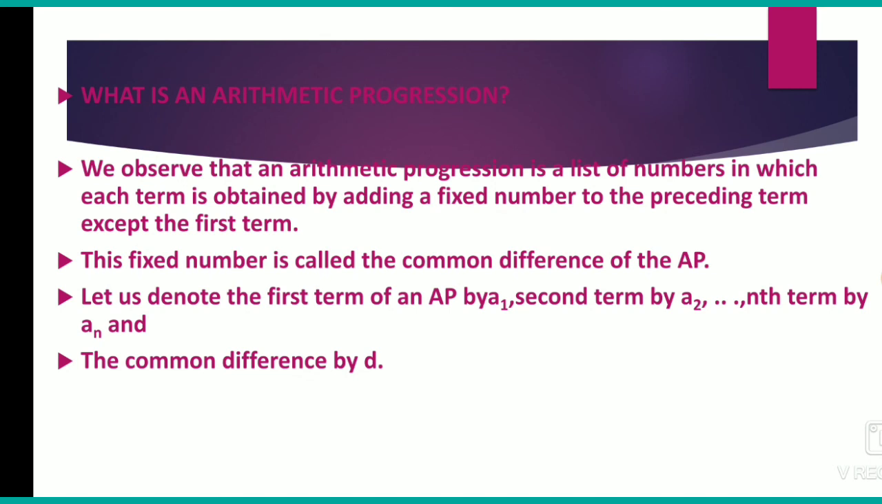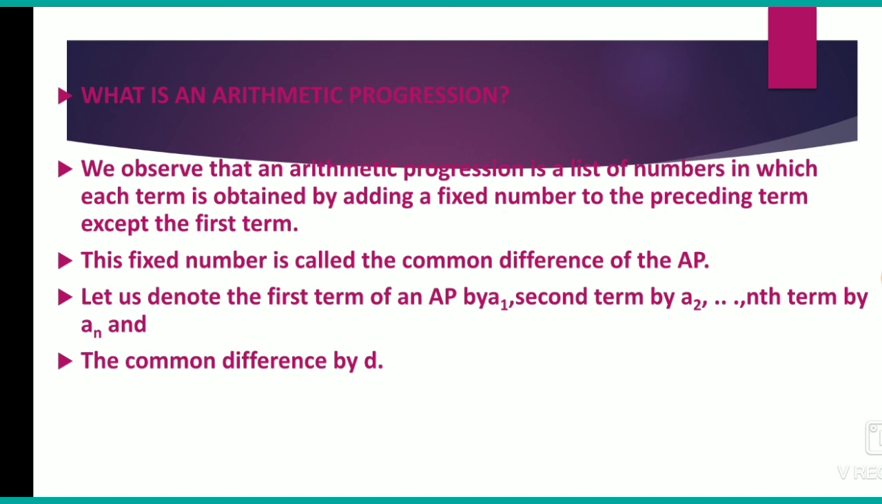Okay, now I think you get a clear idea on this arithmetic progression. Now this fixed number is called the common difference of the AP. Whatever we are adding, that particular number is known as the fixed number. And in this AP, this fixed number is generally known as the common difference. It is denoted by D. So let us see that one.